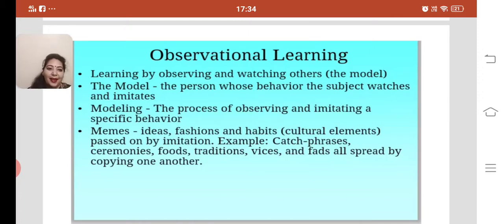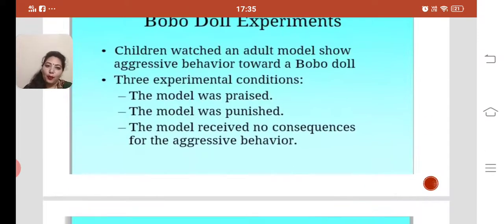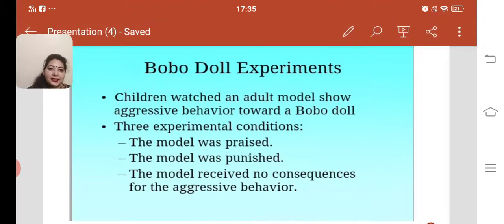For example, we are on the north side. When we visit the south part of India, the dishes are different. And when we come back to our home, we sometimes try to make those dishes that we have tasted. Now, the Bobo doll experiments he has conducted.